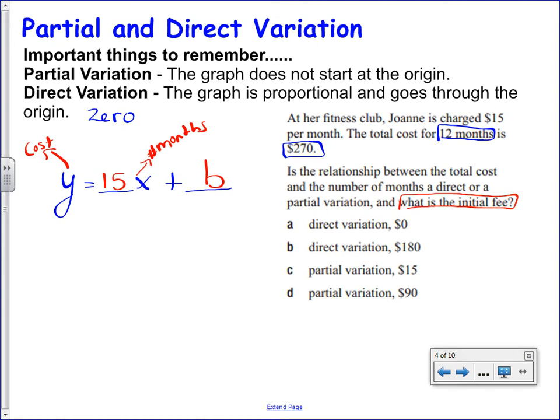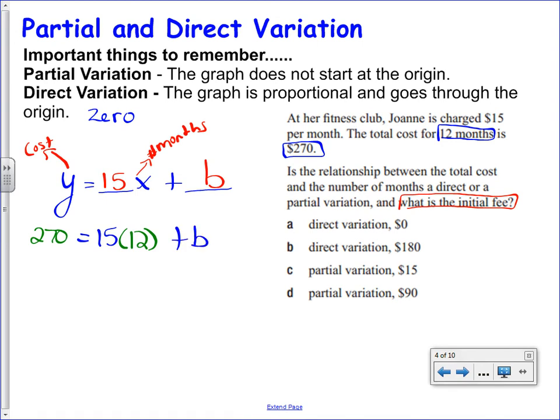So I can plug this information in. So Ben, what would I plug in here? Instead of writing Y, what would I write? Good. 270 is equal to 15, what? Instead of writing X, I can sub something else in there. Good.